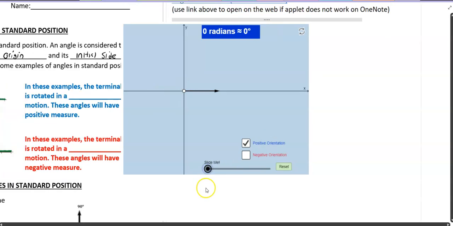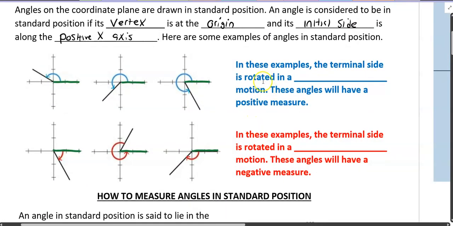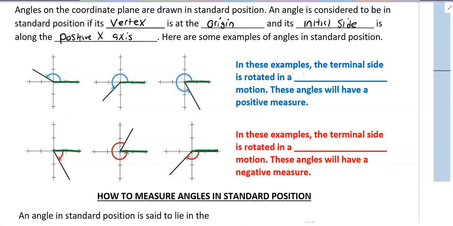Now, one thing you might see is that the ones in blue are all being rotated in a counterclockwise motion. So that's going against a traditional clock that we look at, not a digital clock, of course, ones with hands on it. So it's moving in the counterclockwise motion, and we're going to say that these angles will have a positive measure. And this is how we've been measuring angles really all along. So something to keep in mind.